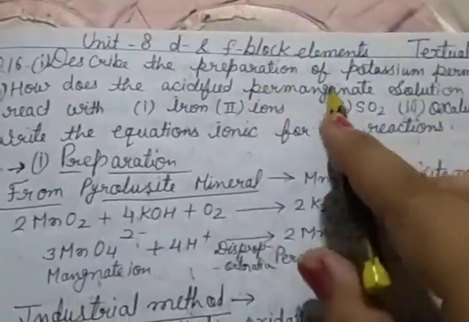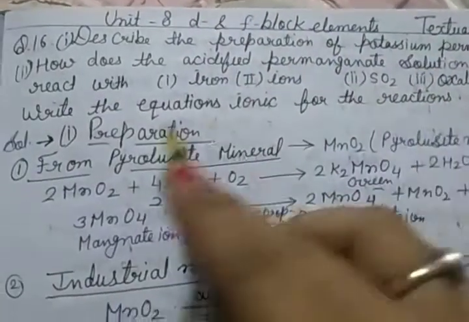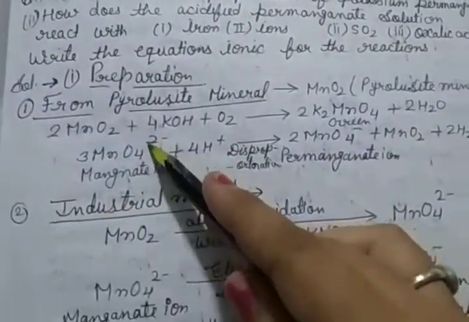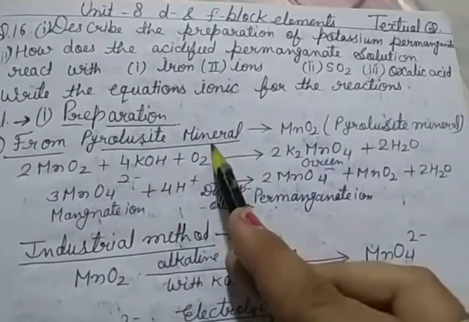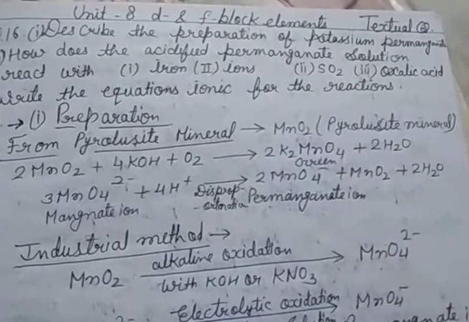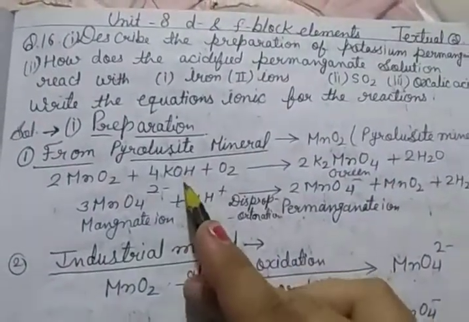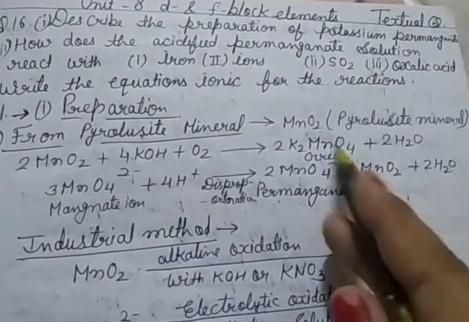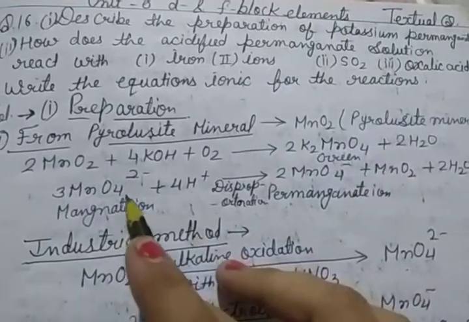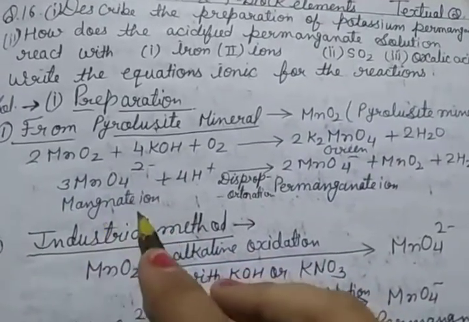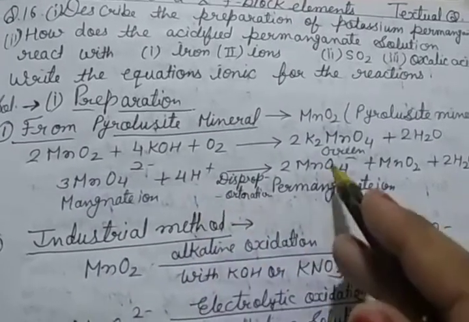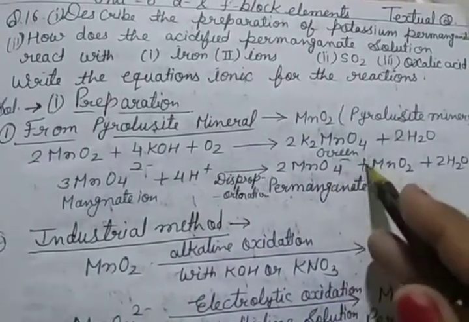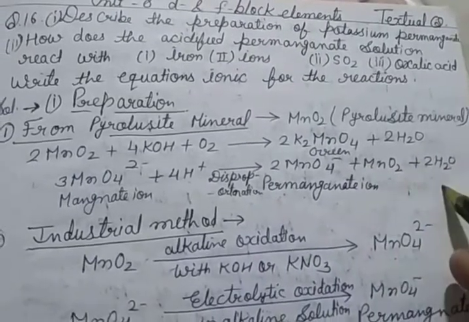Next is, describe the preparation of the potassium permanganate. Here there are three methods: first from pyrolusite, second the industrial method, and third the laboratory method. First is from pyrolusite mineral. Pyrolusite mineral is MnO2, and MnO2 reacts with KOH plus O2. So MnO2 converts into K2MnO4, potassium manganate. And this manganate ion MnO4 2- reacts with acid, so it converts into permanganate ion MnO4-, then manganese dioxide plus 2H2O.